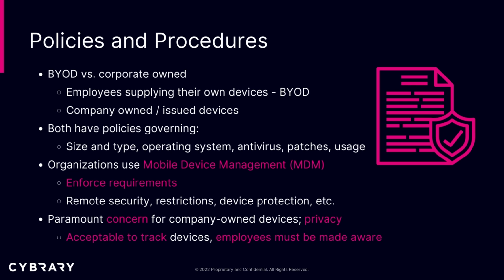When you have corporate or company-owned devices, a paramount concern is privacy. It's acceptable to track those devices because they are company-owned, but employees must be made aware that the equipment is tracked, that it is a corporate-owned device, and that the company can monitor device usage as well. That's one of those paramount concerns they should be aware of.